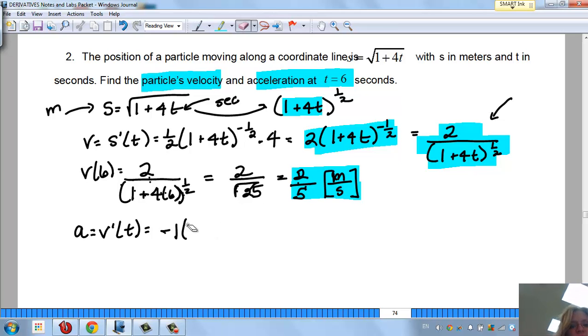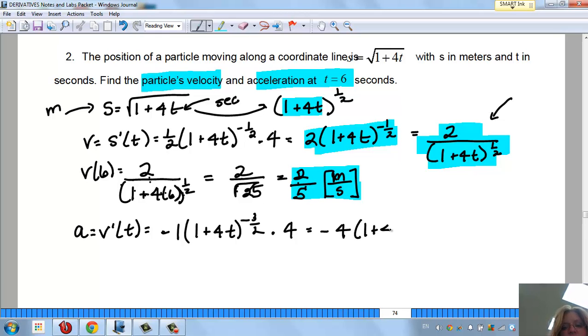Wow, this is really writing awful. I'm so sorry. Let's finish this up here. I've got negative 1 times (1 plus 4t) raised to the negative 3/2. There, that's a little bit better. Times the derivative of the inside, which is 4. So it's going to be negative 4 times (1 plus 4t) raised to the negative 3/2.